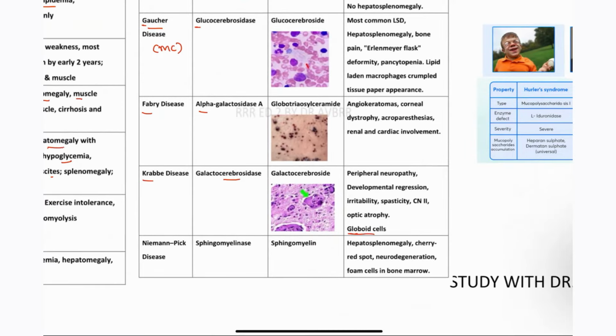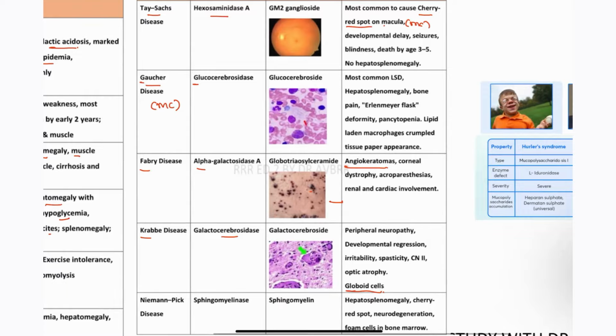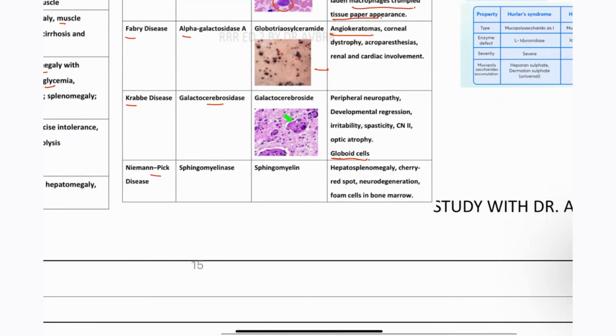Next, Fabry disease, alpha galactosidase. Krabbe, galactocerebrosidase, and on this you are going to see this kind of globoid cells which will be seen in this patient. Next, Fabry disease, this kind of acroparesthesias and these angiokeratomas will be seen in the patient. Next, Gaucher disease, you are going to see the specific finding like tissue paper crumpled appearance. Okay, next, Niemann-Pick disease, sphingomyelinase, that is the deficiency of the patient.